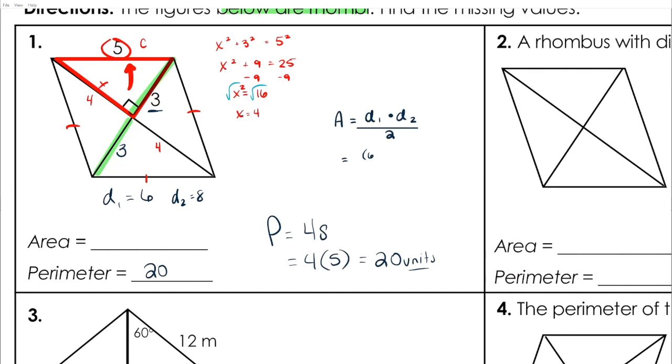So we get 6 times 8 over 2. Six times 8 is 48. And then 48 divided by 2 is 24. And then again, they don't give us a unit. If we need to, we just drop a unit squared.